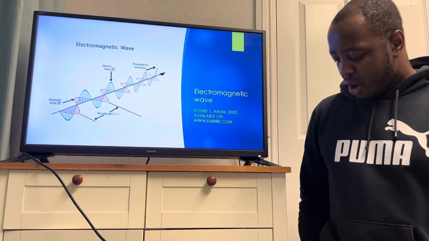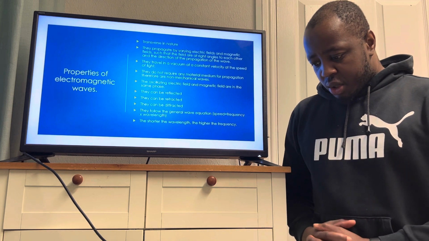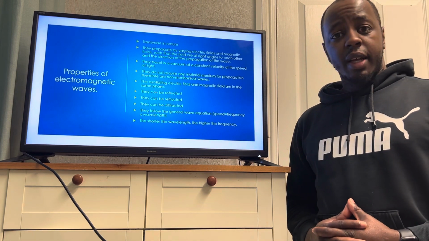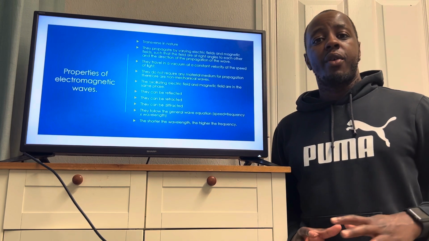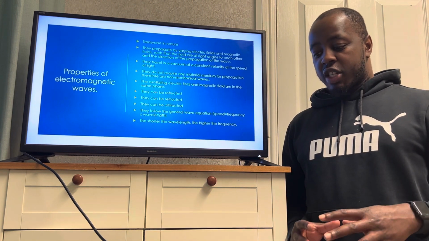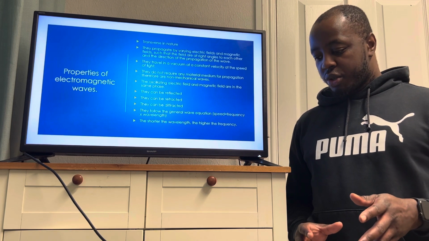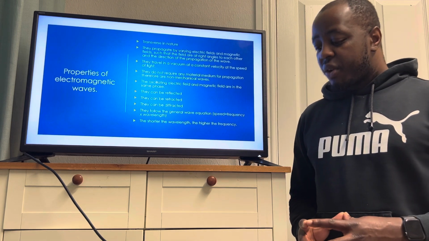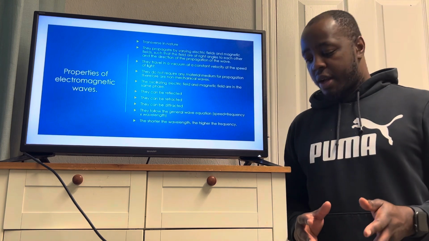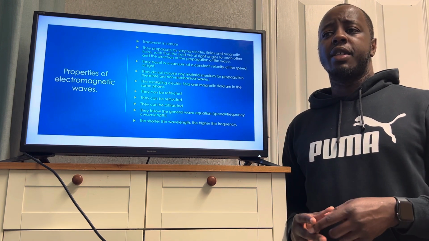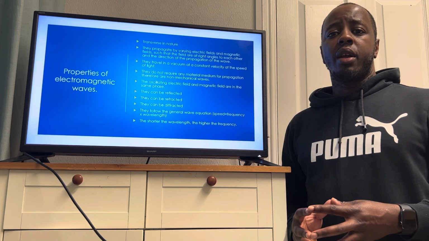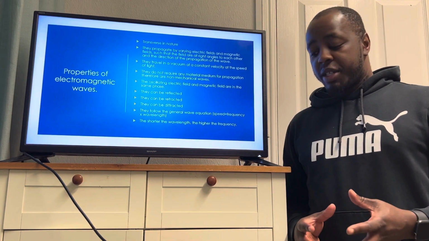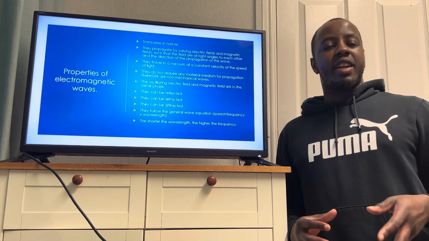Let's look at the properties now. Electromagnetic waves are transverse in nature, and they propagate by varying electric fields and magnetic fields such that the fields are at right angles to each other and to the direction of propagation of the wave. They travel in a vacuum at a constant velocity, the speed of light, which is 300 million miles per second. And they do not require any material medium for propagation, therefore they are non-mechanical waves.